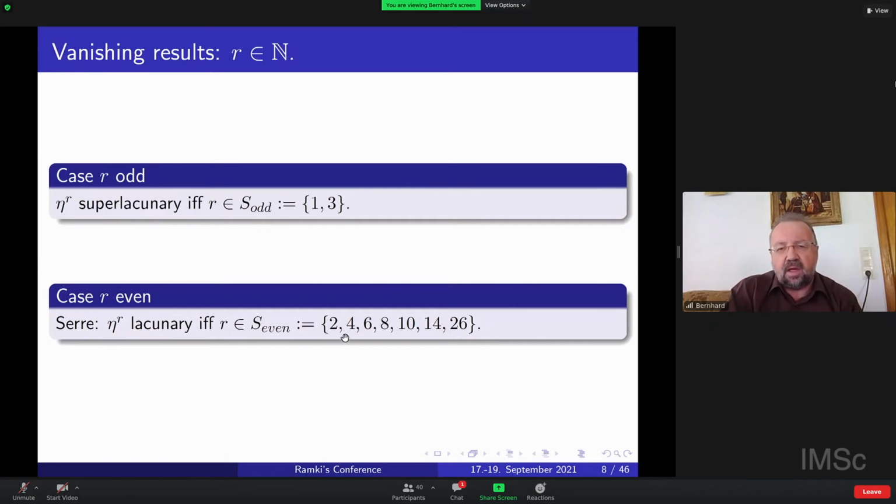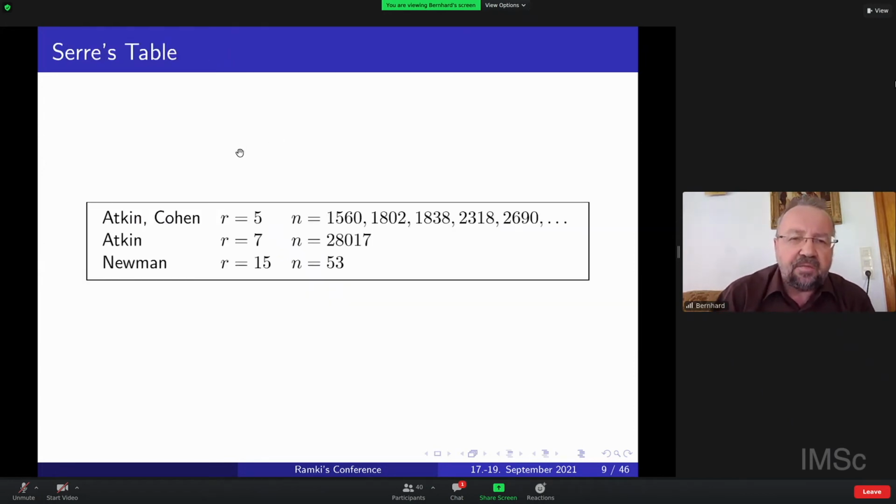If and only if you have the powers 2, 4, 6, 8, 10, 14, 26. So the power 12 would be the first case, meaning a weight 6 modular form, which is not lacunary. Now, what is known? Already in 85, when Serre proved his result on the lacunary case in the even case, he gave a table for the odd case. In the odd case, when you have the power r equal to 5, he gave this table and left the interpretation to the reader.